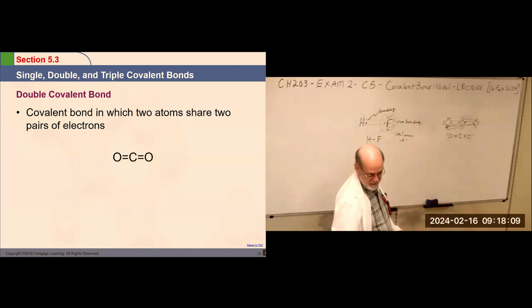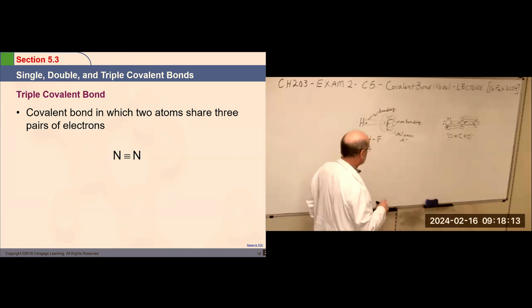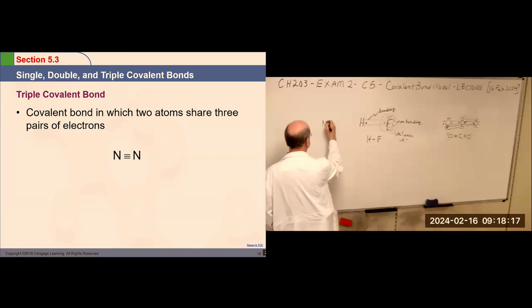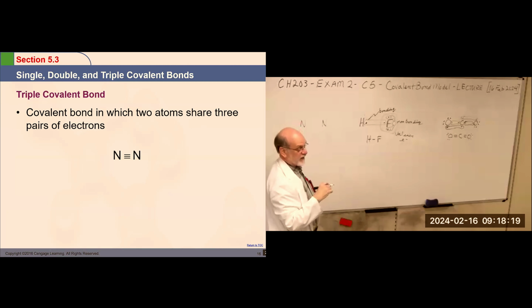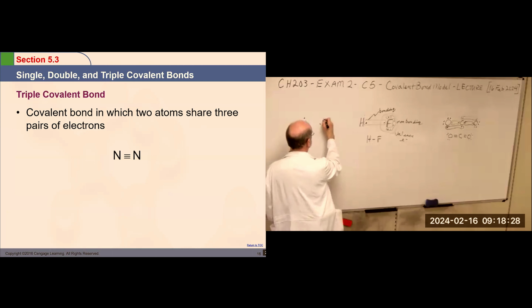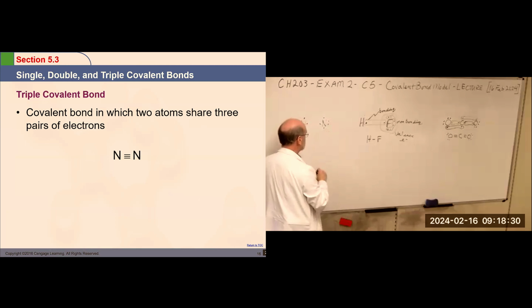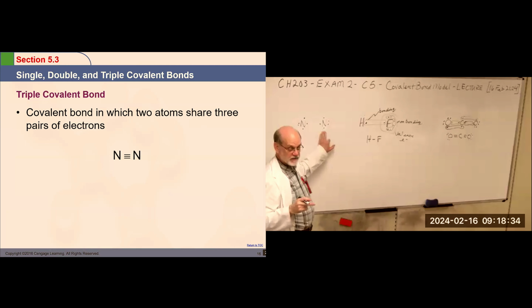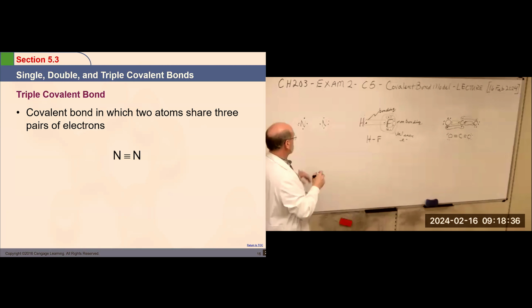All right. So you probably know where this is going. You can also have triple bonds. We have 2 nitrogen atoms. Where are their valence electrons? Well, nitrogen's in the 5th group, so it's got 1, 2, 3, 4, 5. 1, 2, 3, 4, 5. That means this nitrogen needs 3 more electrons to make its octet. So does this one.